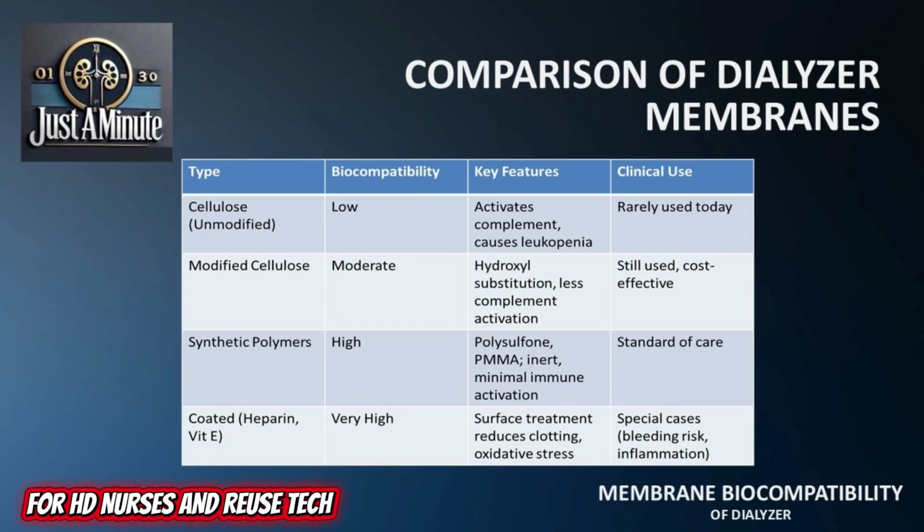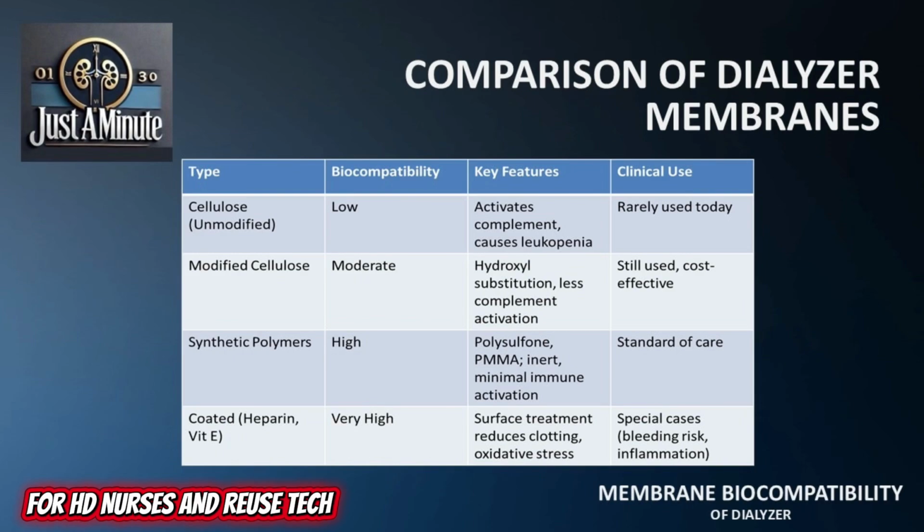Next, modified cellulose membranes. These are improved by changing some chemical groups, which reduces immune activation. They're moderately biocompatible and still used in some places since they're cost-effective. Then we have synthetic membranes, such as polysulfone or PMMA. These are highly biocompatible, cause very little immune reaction, and are now the standard in modern hemodialysis.